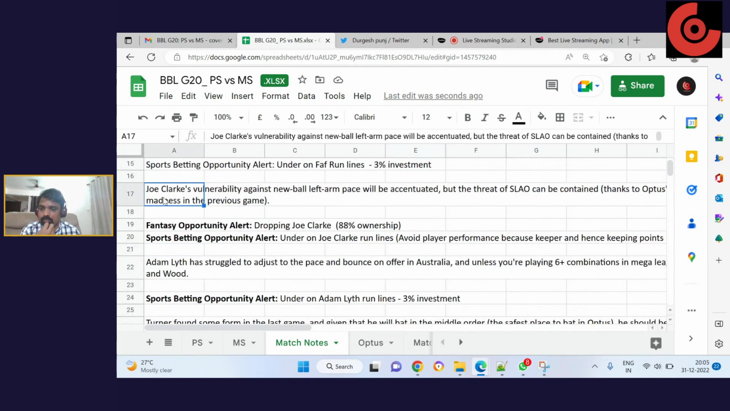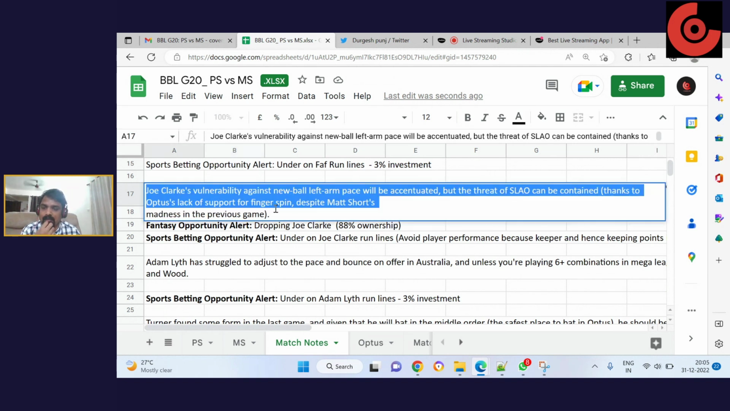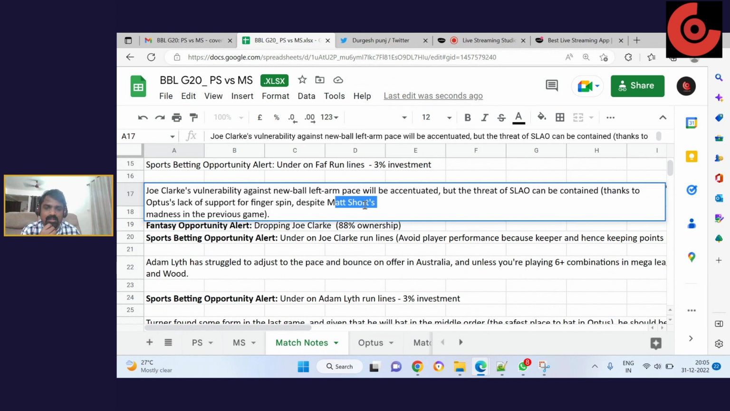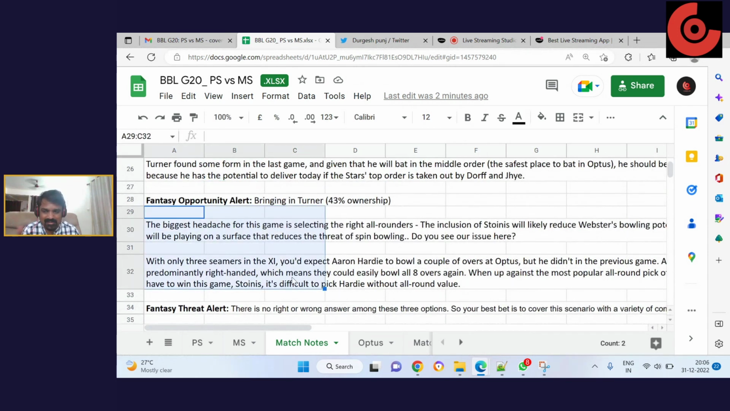Here is Joe Clark's vulnerability against left arm pace, something that we predicted ahead of the match as well. Eventually, it was Jason Behrendorff who got him out, although that was against the old ball, and he was fortunate to escape against the new ball as well. But when the quality of the bowling attack is so good, even if batters escape their most vulnerable phase, the effect of it, maybe their strike rate would have been low, maybe the team might have been struggling, they'll eventually get dismissed. So it almost always works out in one form or the other. So this is the basic of it.